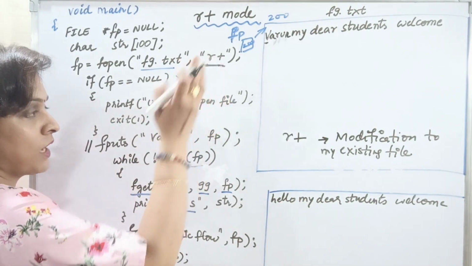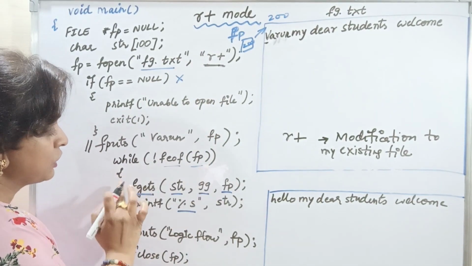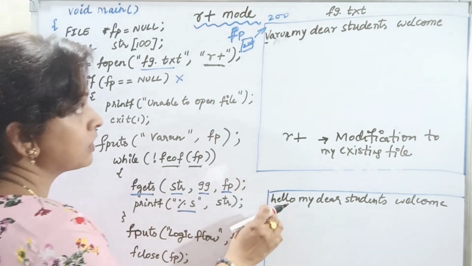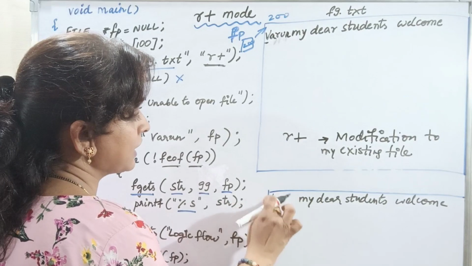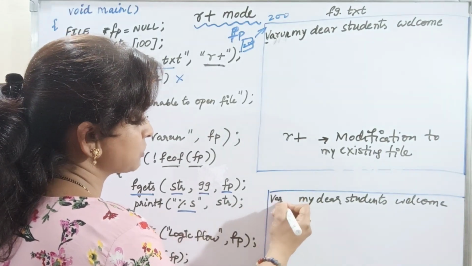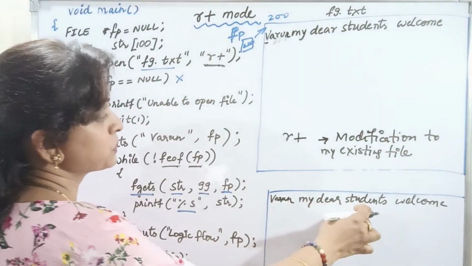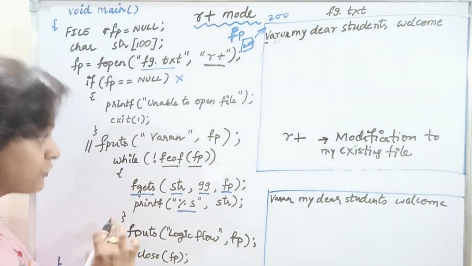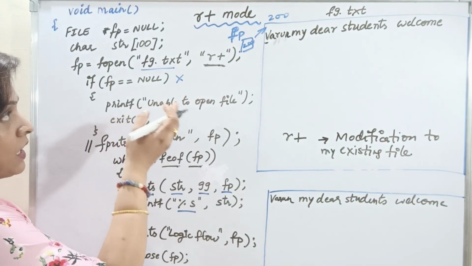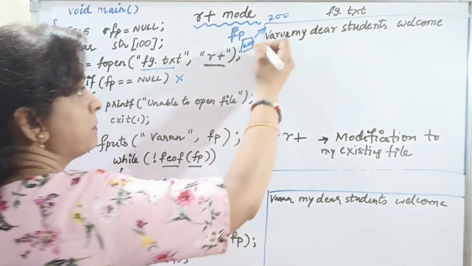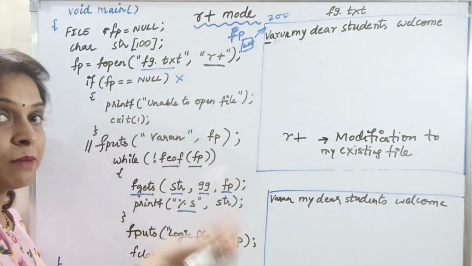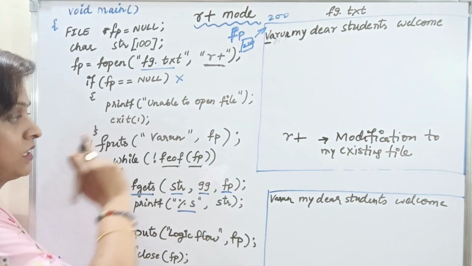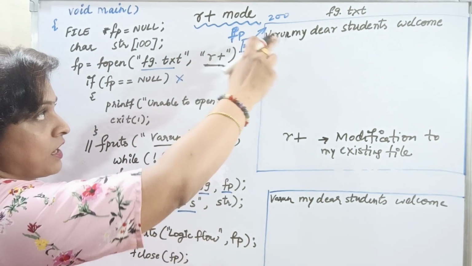In R plus mode, I'm opening the file to read the content. As usual, the while loop runs, then I'm going to get the data. Here I don't get hello, but I get Varun, because that is what we have overwritten. Varun, my dear students, welcome. Then I'm going to print that. Because when I open the file, the pointer will be at the first position, I am reading the content now. I have commented this, as the content Varun has already been written.